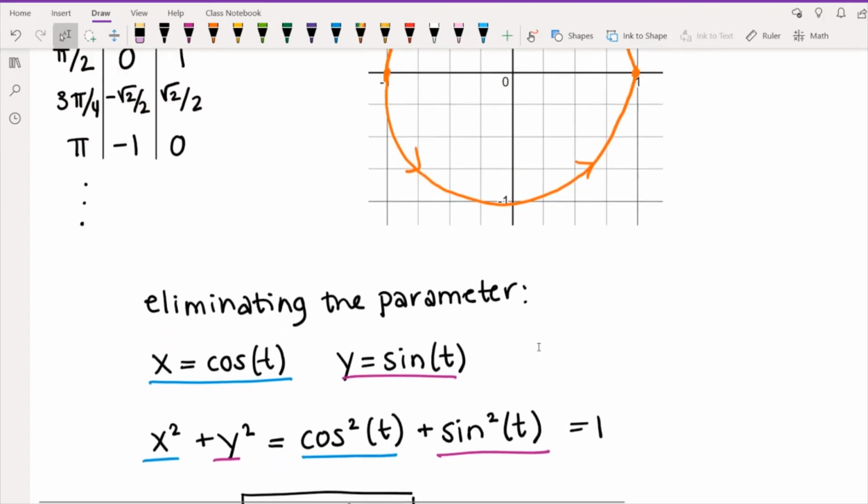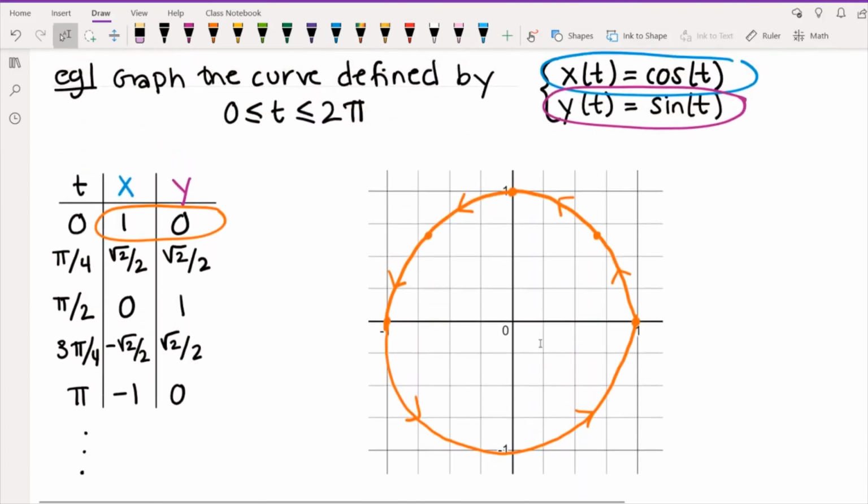I guess another thing to mention here is that part of the reason we had to eliminate the parameter the way we did is because this is not a function of x or of y, right? A circle is not a function of x. It's also not a function of y. You need to do a semicircle in order to have something be a function of x or y.